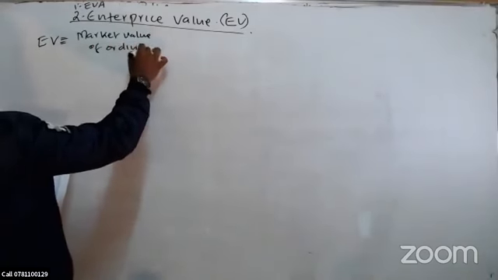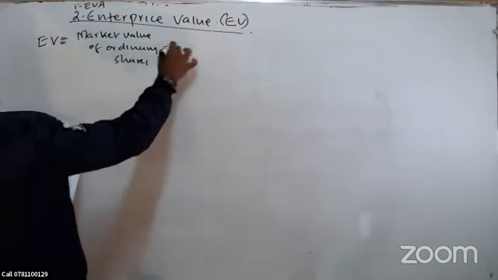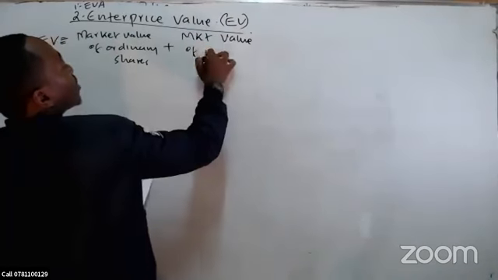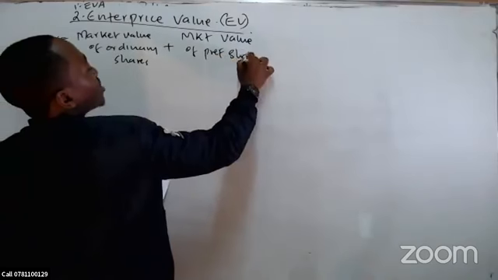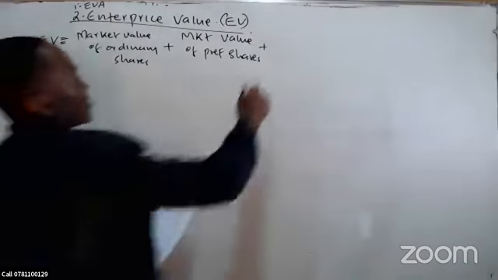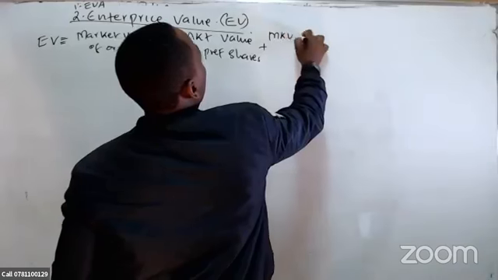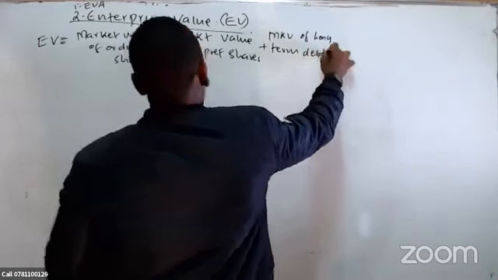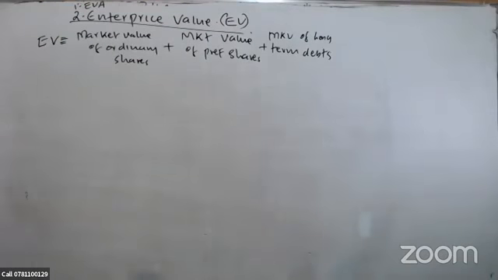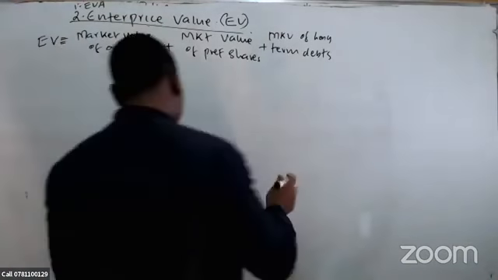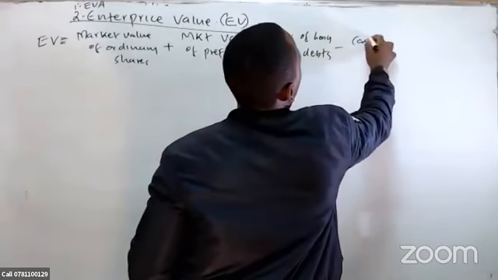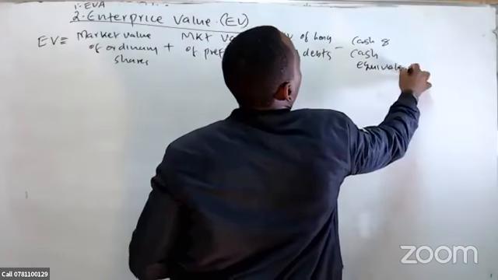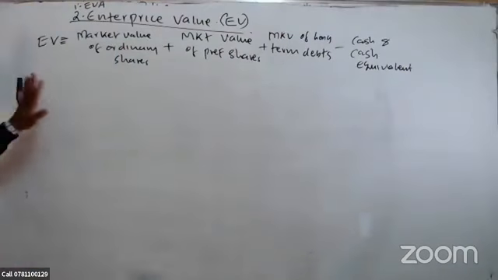So in this case, you just get the market value of ordinary shares. You add the market value of the preference share. Also, you get the market value of long-term debts. And then you can also deduct cash and cash equivalent. So that's simply how you get the enterprise value.